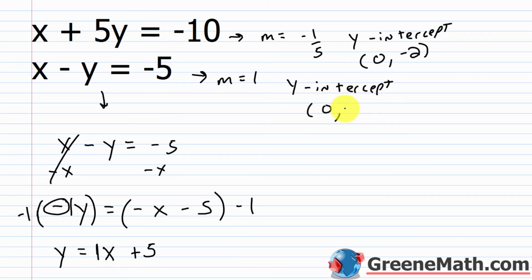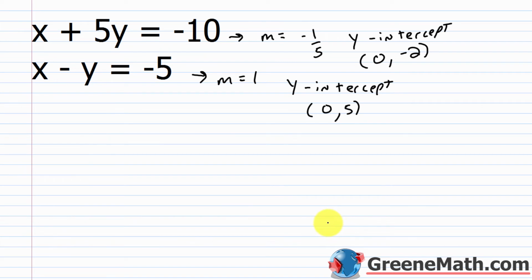occurs at (0, 5). So what can we say about these two lines here? Are they parallel? Well, the slopes are different. I have a slope here that's negative 1/5. I have a slope here that's 1. That's not the same, so they're not parallel.